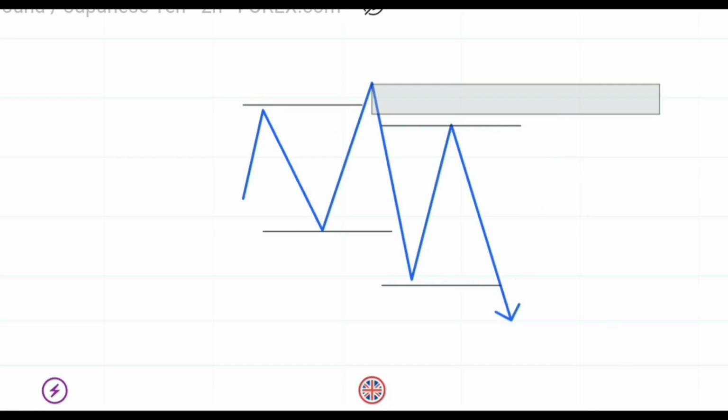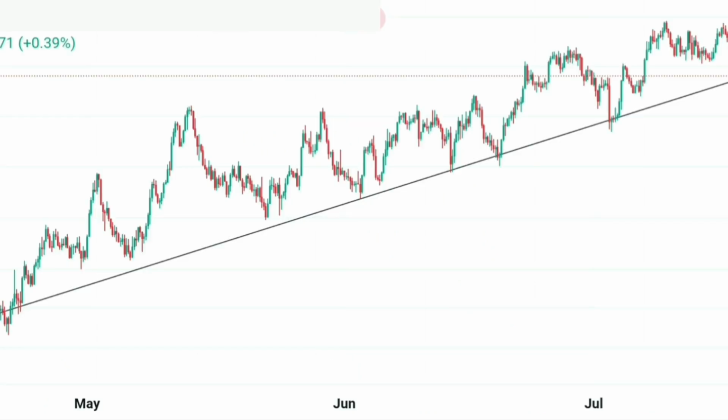So now you know what Quasimodo pattern looks like. Let's jump into GBP JPY and AUD JPY, and you will see a trading example of how you can catch more than 5 risk to reward, 10 risk to reward using this simple Quasimodo pattern with trend line break. And here you have the trend line first touch, second touch, third touch, fourth touch.